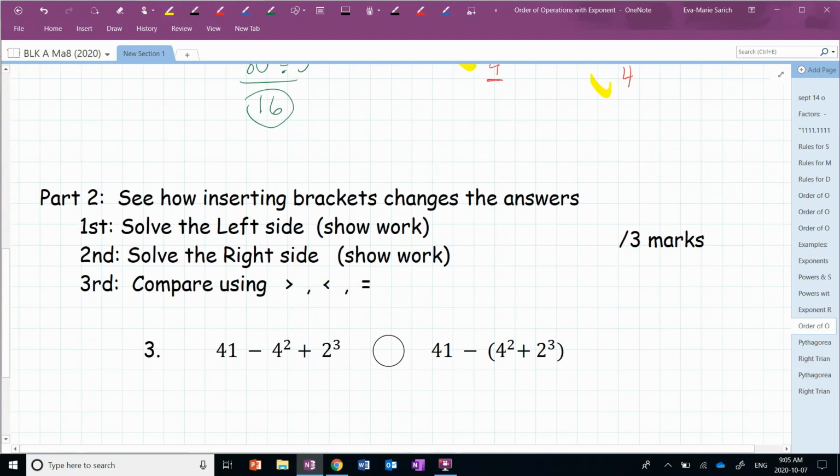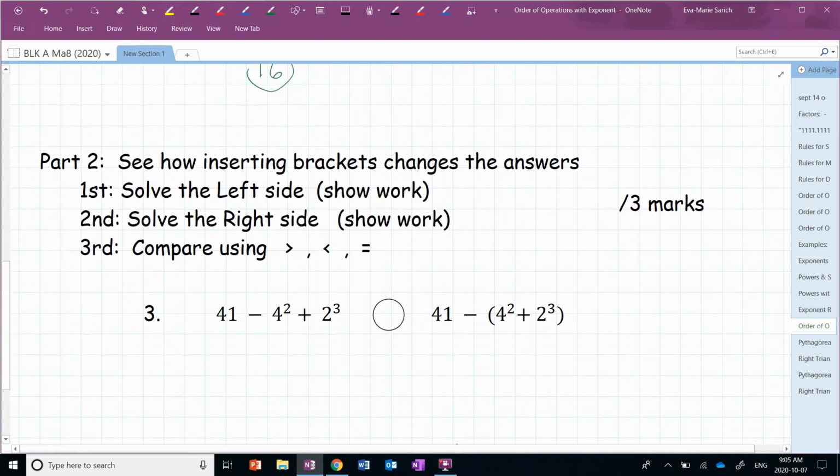Okay. The next part of the assignment that you're going to see is going to ask you to see how inserting brackets can change an answer. Okay, so how it's going to work, we're going to first solve the left side, and we have to show our work for that. And then we're going to solve the right side, and we're going to show our work for that. And the third is we're going to compare the left and the right side, and we're going to use either greater than, less than, or equal to symbols. Okay, and again, these are going to be out of 3 marks. So let's look at an example of this.